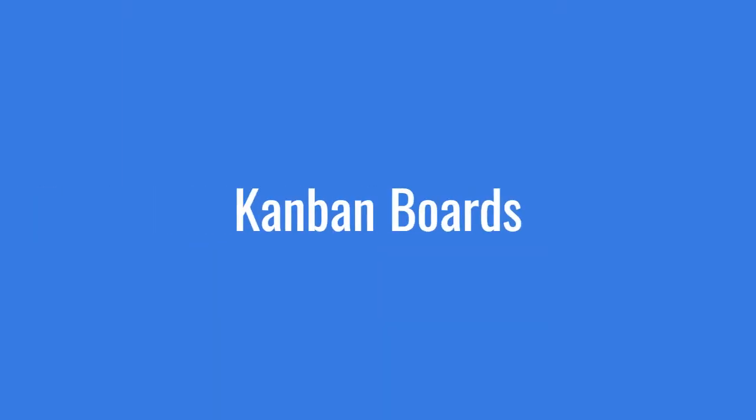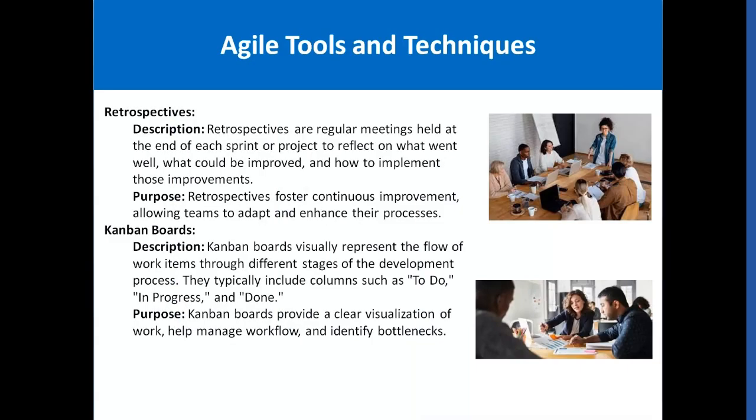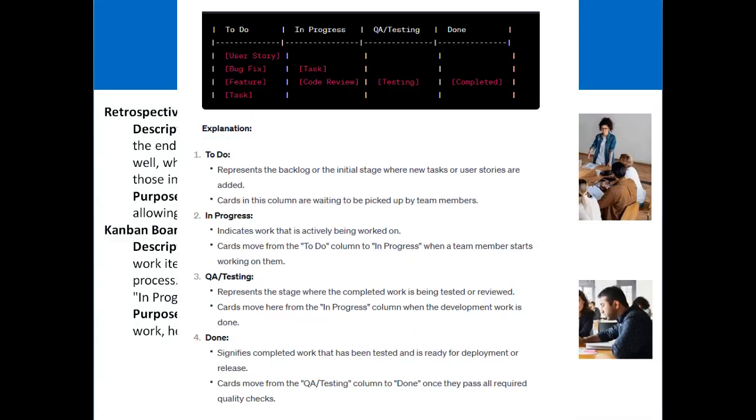Then the Kanban board. A Kanban board is simply a board with statuses: to do, in progress, and done. For example, a story that exists in the to do list then goes to in progress and then done. It is a visual representation of a board that gives a clear visualization of work, helps manage workflow, and identify bottlenecks.